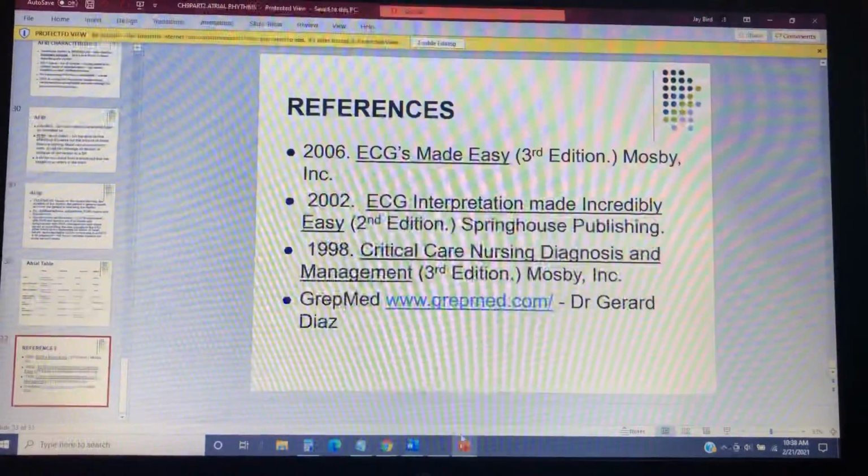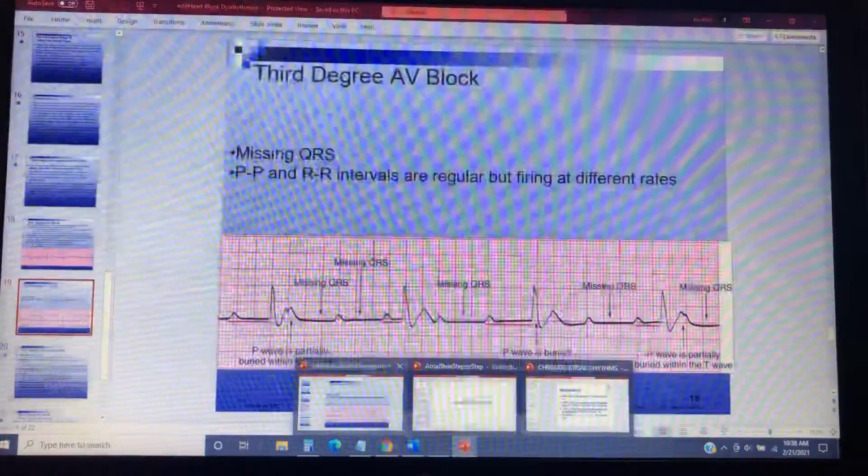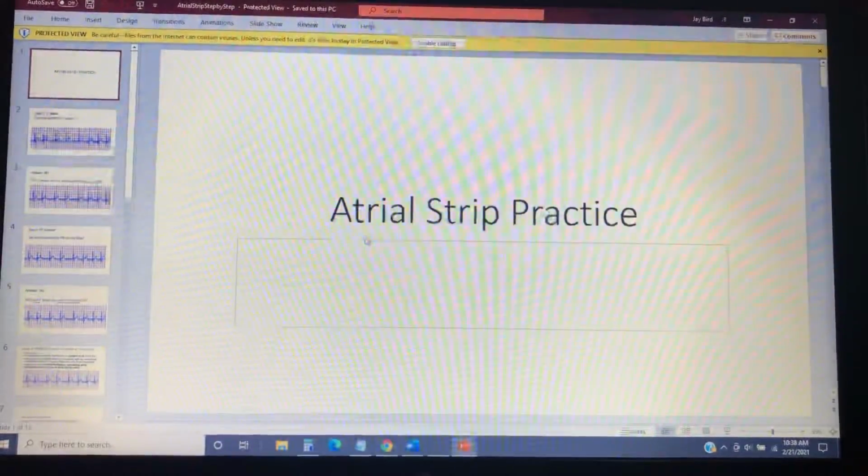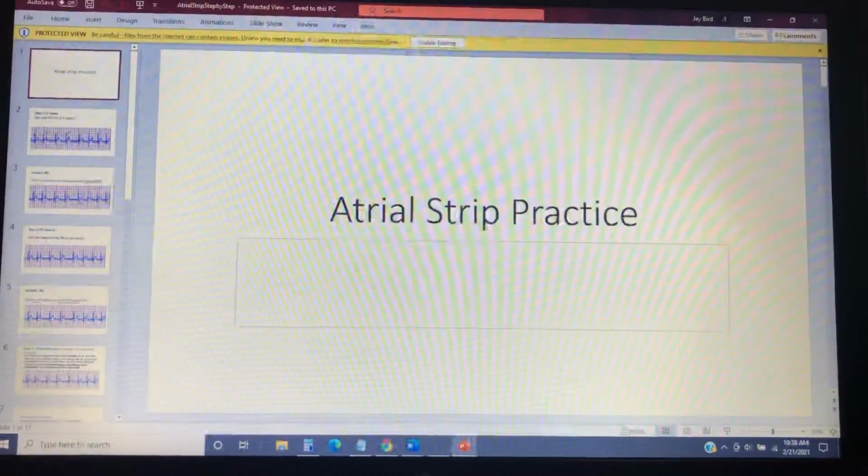Now, let me go back out to my other slides so we can go through step-by-step atrial strip practice, because I know some of you still have this to turn in. Alright?